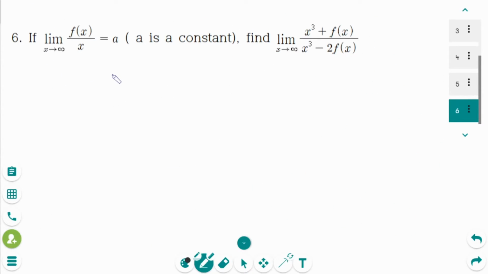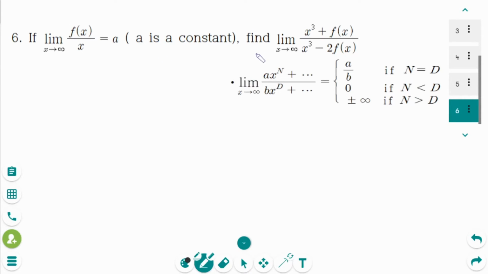This is the next question. Do you remember the summary chart at the end of the beginner limit at infinity video? If degree n and d are the same, then the answer will be a constant. This one and this one. Therefore, in this limit, a is a constant. It means the degree of fx and the degree of the denominator, which is x, are the same. As such, this implies that fx is linear or has a degree of 1, the same as x.